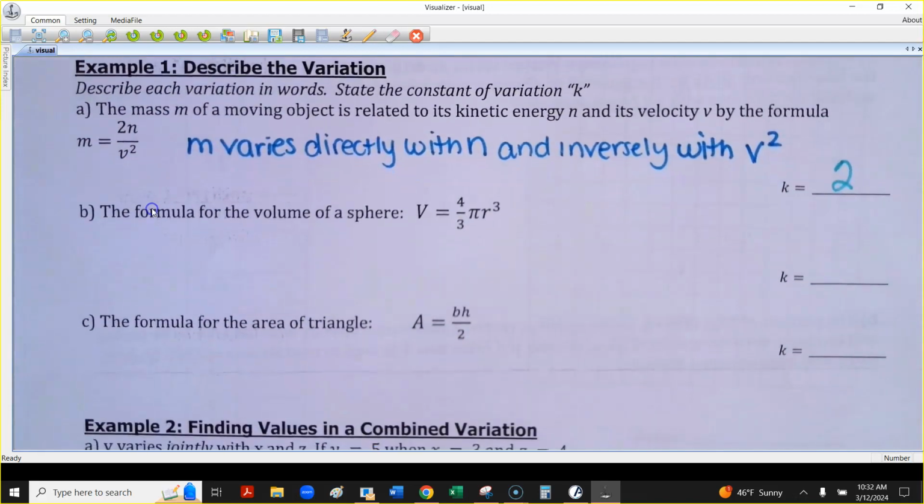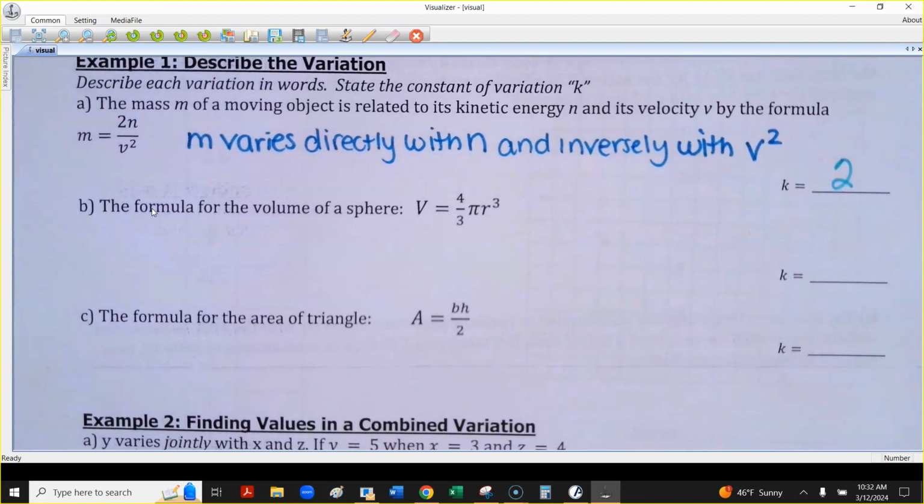Okay. Now, super tricky. Somebody raise your hand and tell me, what do you think the k value is? This is the volume of a sphere, 4/3 pi r cubed. What do you think the k value is for that formula? What's the constant of variation? It is not 4/3. You're close. 4/3 is part of it.